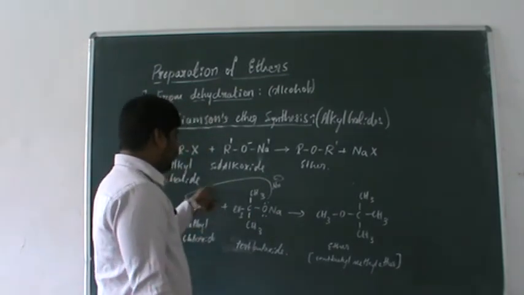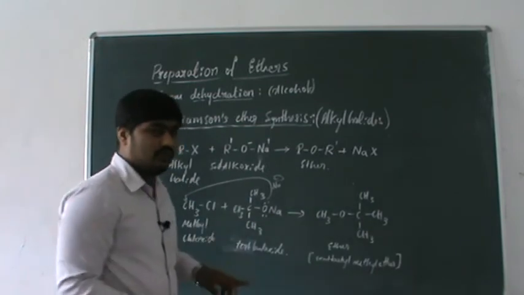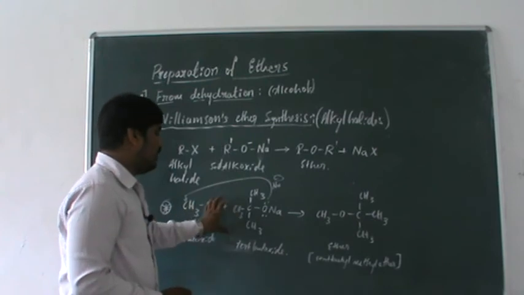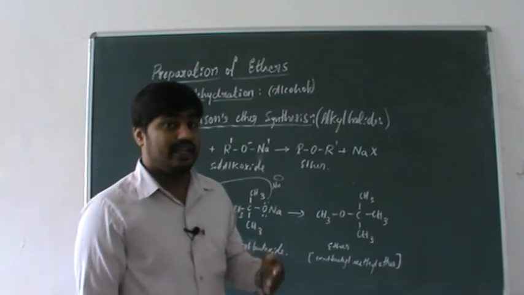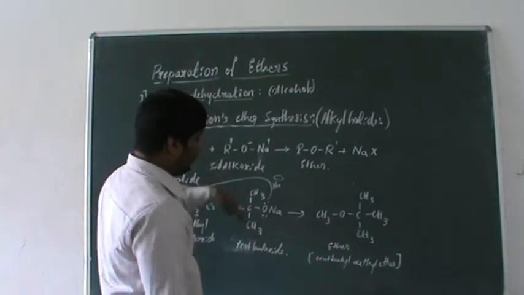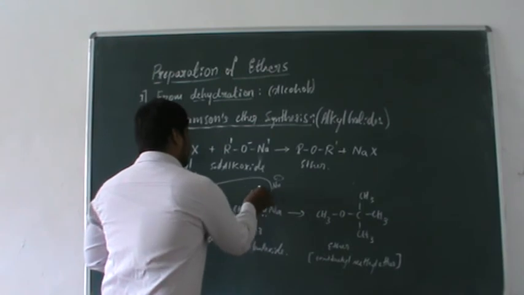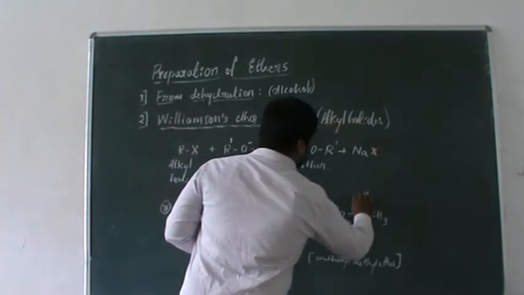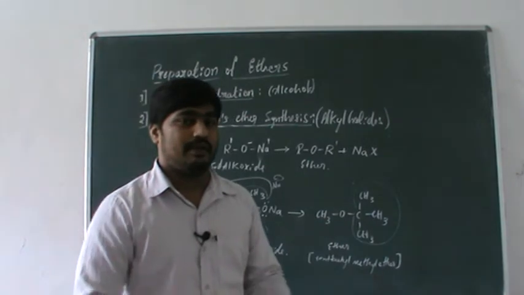It is attacked and chlorine is eliminated, and one transition state is formed. During the transition state, carbon contains 3 hydrogens, 1 chlorine, and this oxygen part, and a pentavalent carbon is formed in the transition state. Again chlorine is eliminated, and inversion takes place. Inversion is observed here. This one is the bulkier part of the sodium alkoxide. It goes opposite.